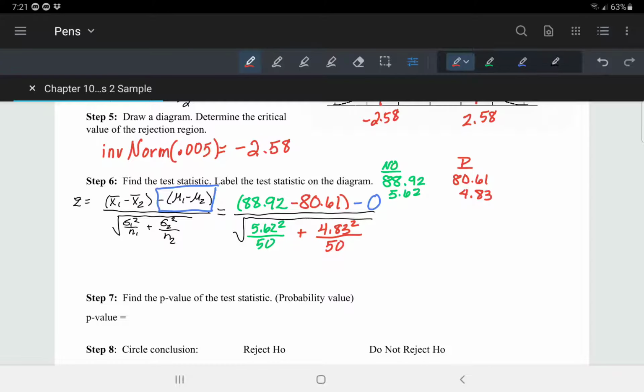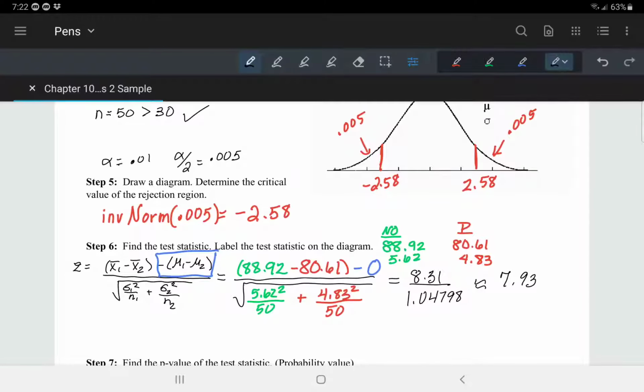I would do these step by step. Subtract off the numerator, and the numerator should be 8.31. Work underneath the radical, find that value and take the square root of it. And when you do, you should come up with 1.04798. And when you divide these two, we get a test value of 7.93. That's all the way in here, right? So this is very clearly in the rejection region.